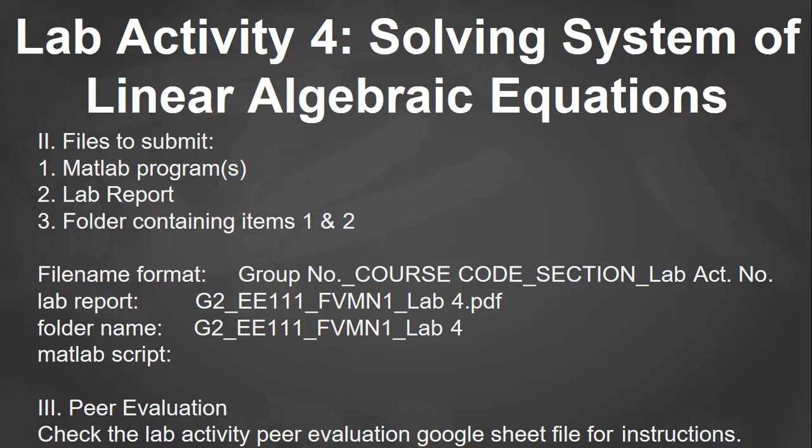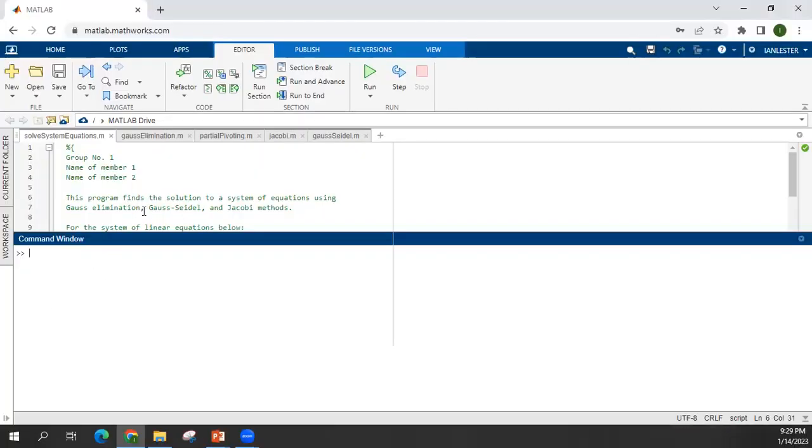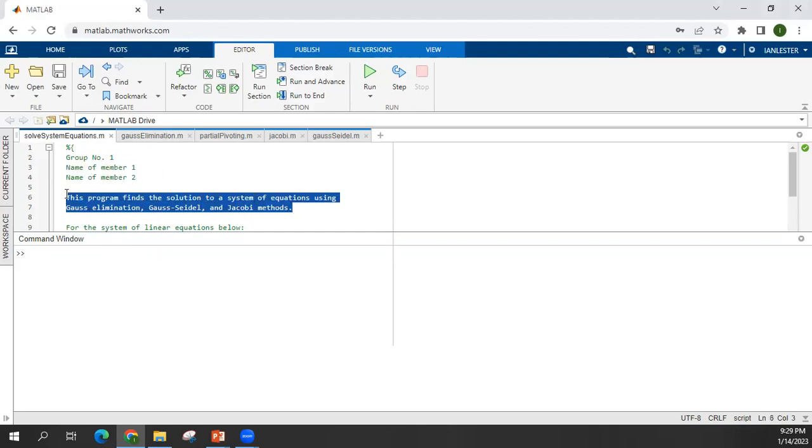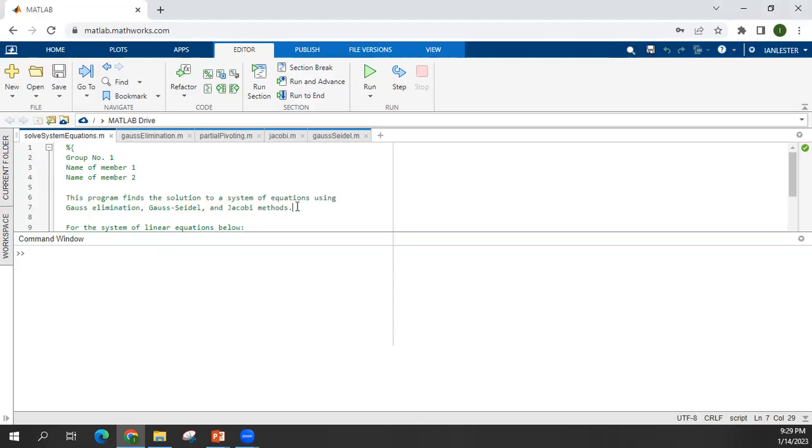Let's now see how those methods that we discussed in lecture 6 are implemented in MATLAB. For your MATLAB script, also include your group number, then the names of the members. It's also a good practice that you write a description of your program. Let's try this.